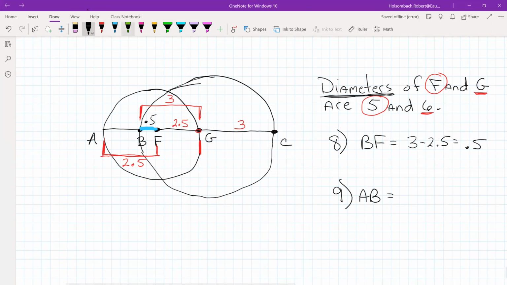The next thing they ask for is segment AB. It's right here in green. And again, look what you got. If A to F is 2.5, but B to F is 0.5 of it, what's left? 2. So AB equals 2.5 minus 0.5, which equals 2. Everybody good with that?